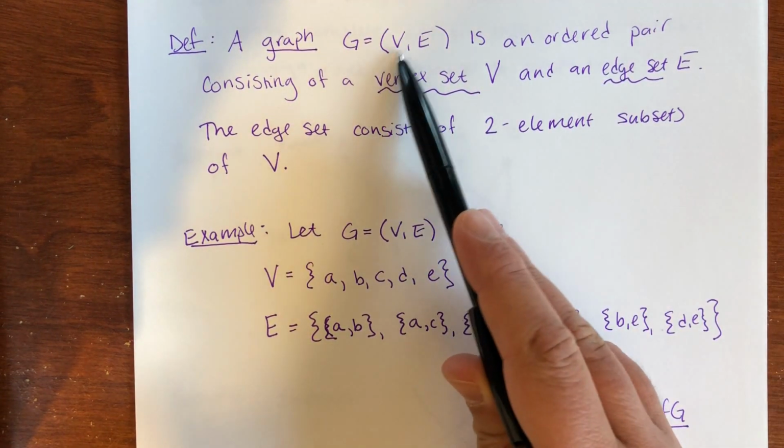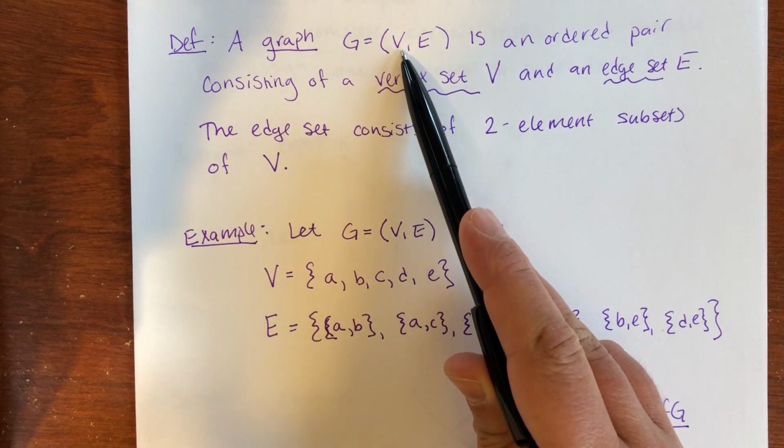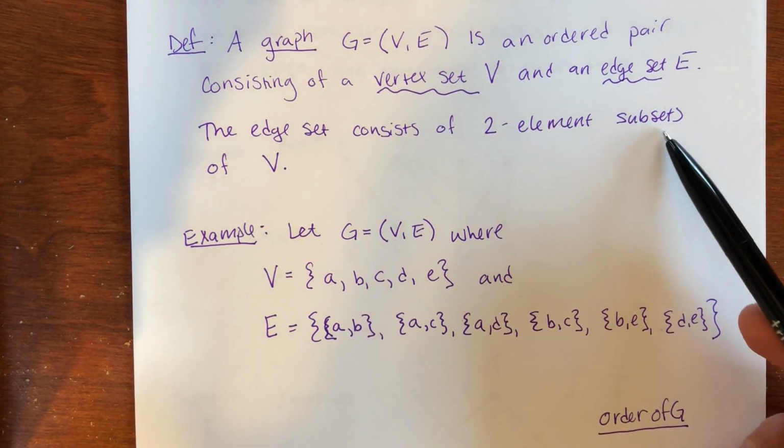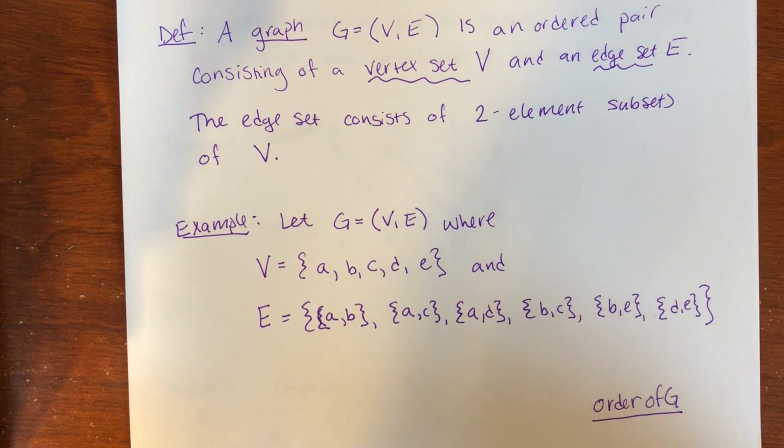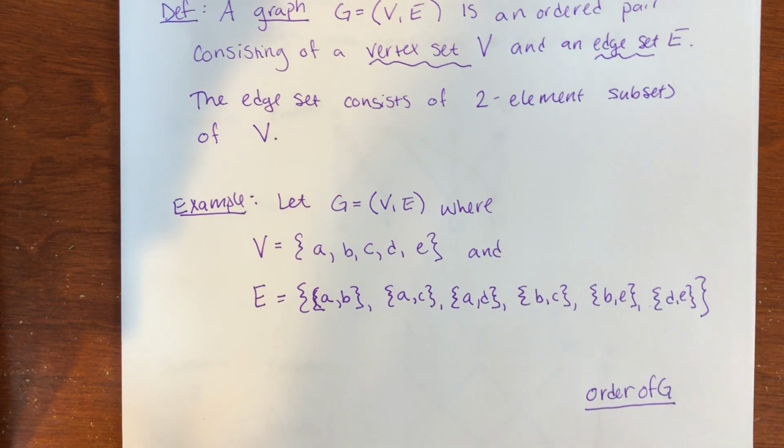The vertex set is just a set of elements. Those things could be anything. And then in particular, the edge set needs to consist of two element subsets of V. So this seems like a pretty abstract definition. Let's try to think about what it really means.